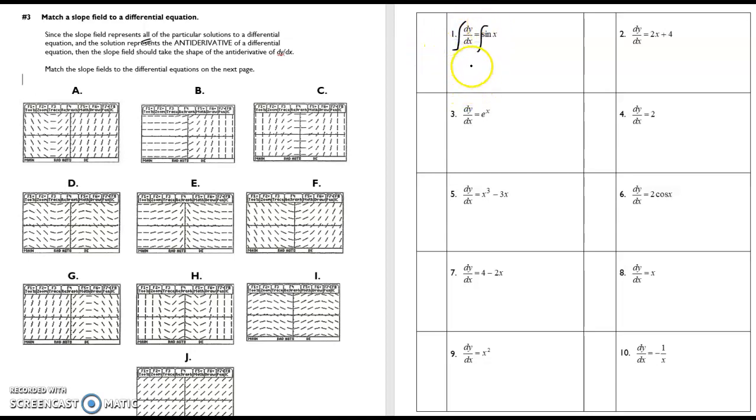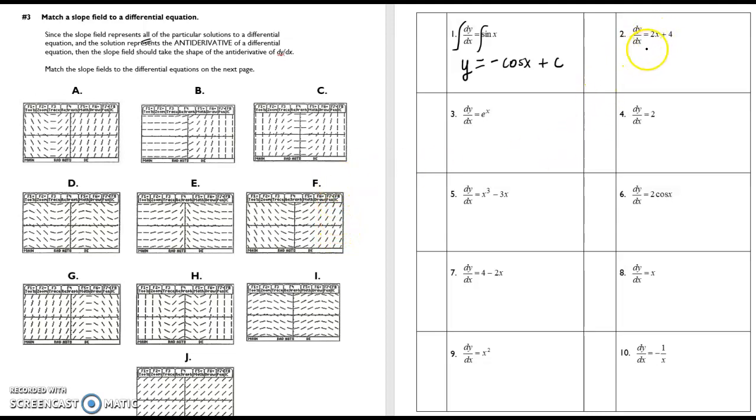So if my derivative of y is sine of x, then I know that my y would have to be the antiderivative of sine, which is negative cosine x plus a constant. And so then I can look over at these graphs and figure out which one would look like negative cosine. Let's wait on that though. We're going to go ahead and find our other antiderivatives and then we'll worry about the matching.